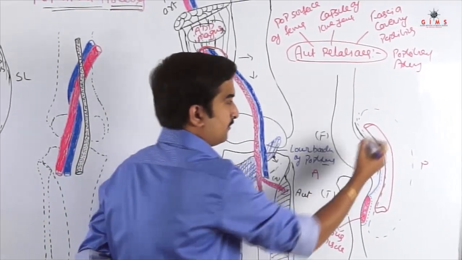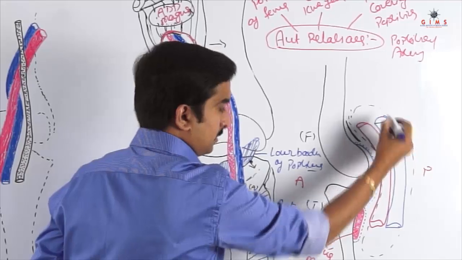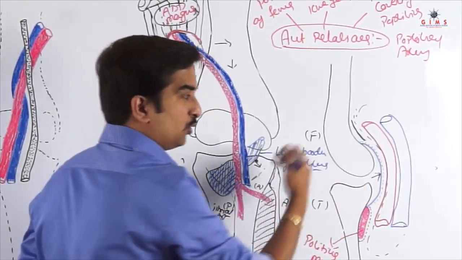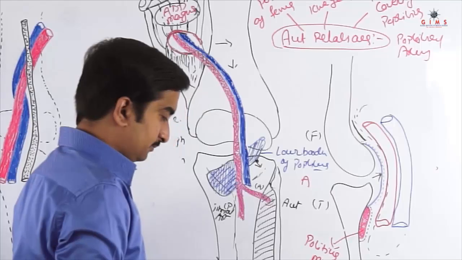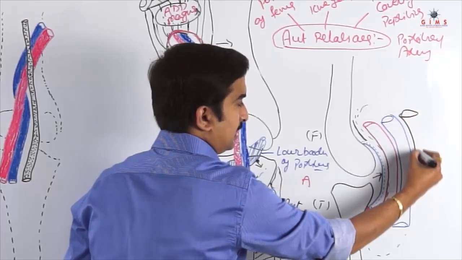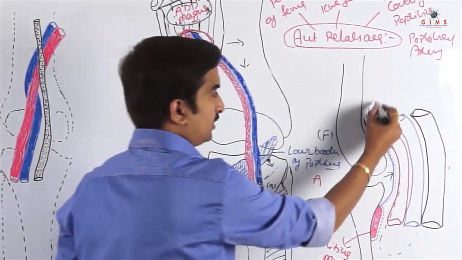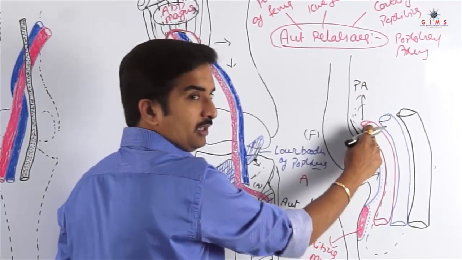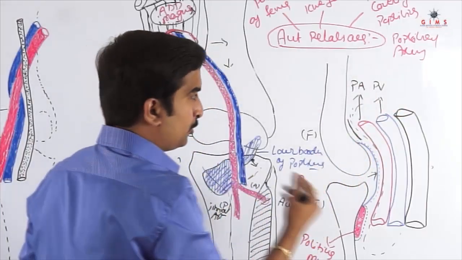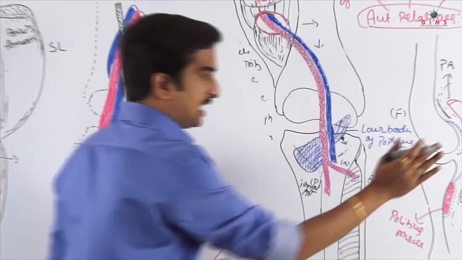Immediately posterior to the artery, you have the vein, that is called the popliteal vein. So this is the popliteal vein here, and more posteriorly or more superficially, you have the tibial nerve. So this is the tibial nerve. And this is the PA, popliteal artery. More posteriorly, you have the popliteal vein, and more posteriorly, you have the tibial nerve. Understood? So from the lateral aspect, you are seeing these structures.